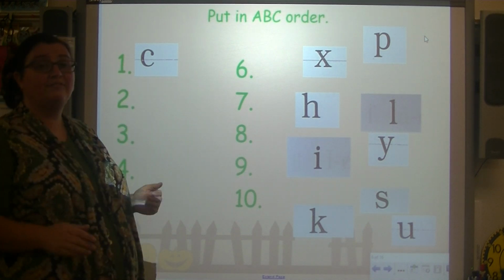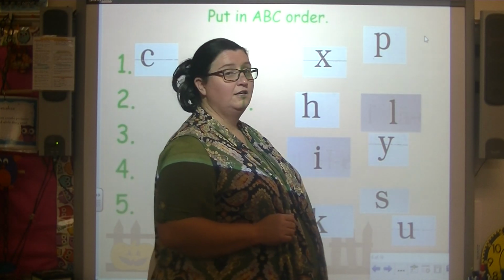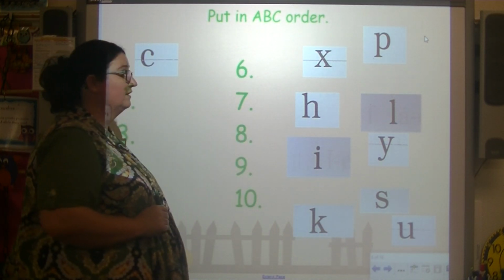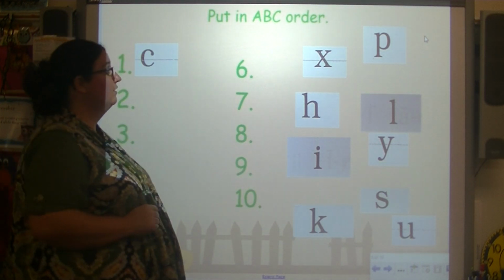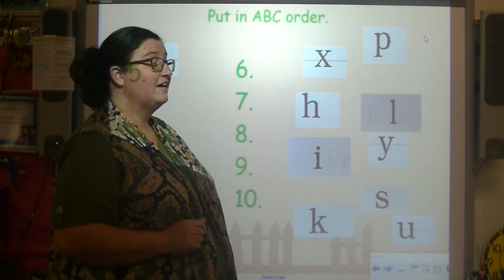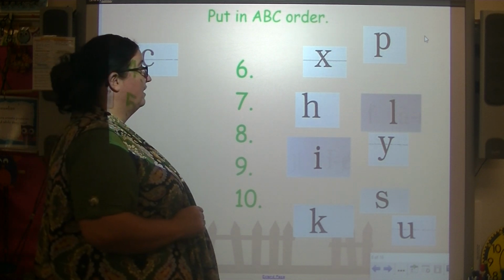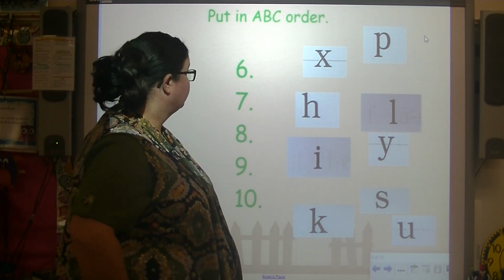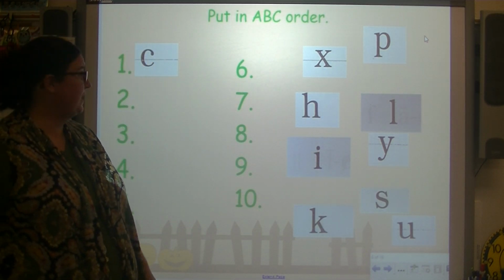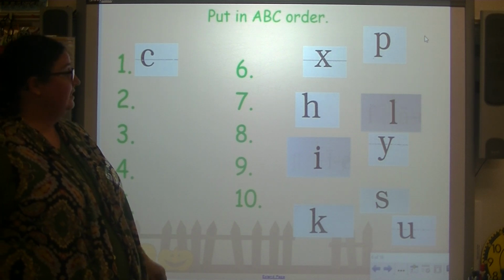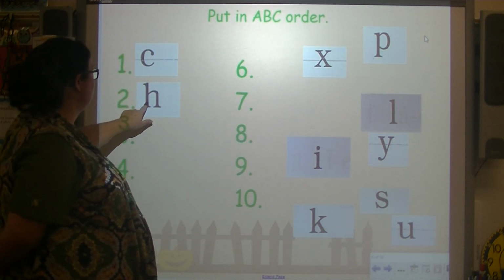All right, what letter comes after C? D. Do we have a D? No. What letter comes after D? E. Do we have an E? No. All right, what comes after that? F. Do we have an F? No. All right, next is G. Do we have a G? No. Next is H. Do we have an H? Yes. So we move it over. It is our next one, our second one.